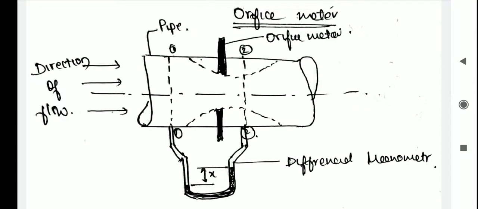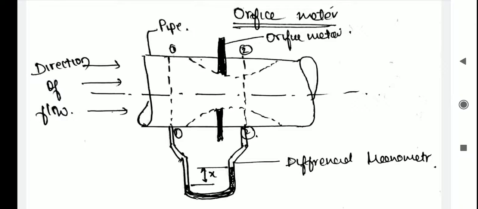Students, in this video I am discussing the orifice meter. An orifice meter is a conduit with a restriction to create a pressure drop. It is a device used for the measurement of discharge of the fluid through a pipe.